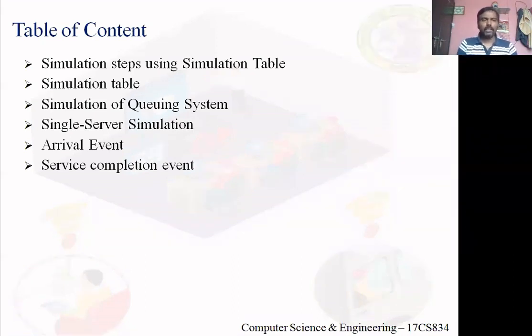Then I will give you an example of a single server queuing system, how it looks, and how a single server queuing system will usually look, for example in a banking system. In a banking system, there may be a larger number of servers, but let me assume there is one server in a bank. Then what actually is a single server simulation?